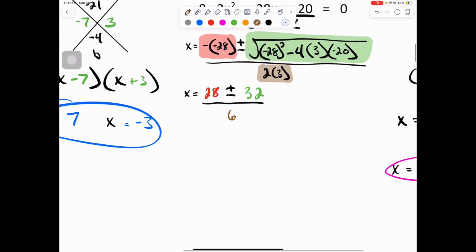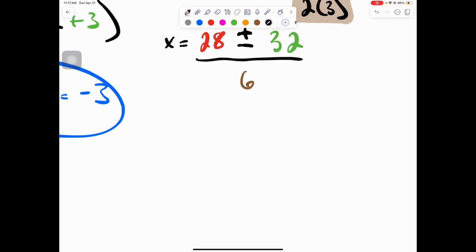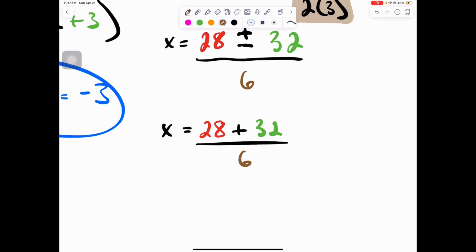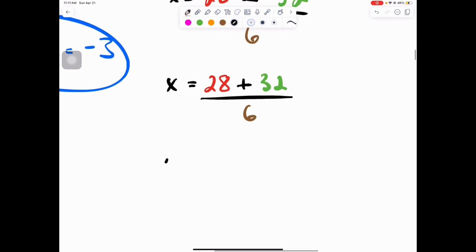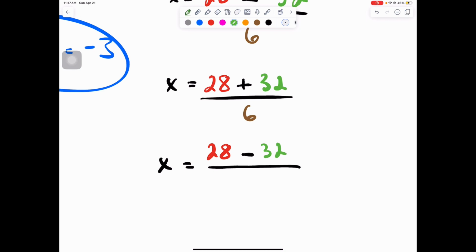And again, we can write this as two separate equations. x equals 28 plus 32 over 6. And then we can also write it as x equals, and let me just go ahead and put that right there. Switch some colors around. 28 minus 32 over 6. And then we will do the computation for both of these.